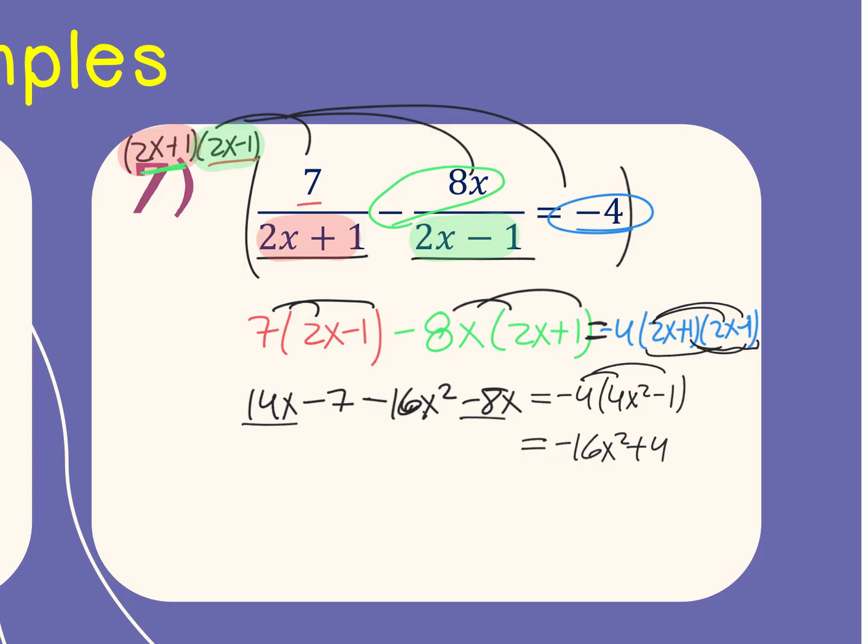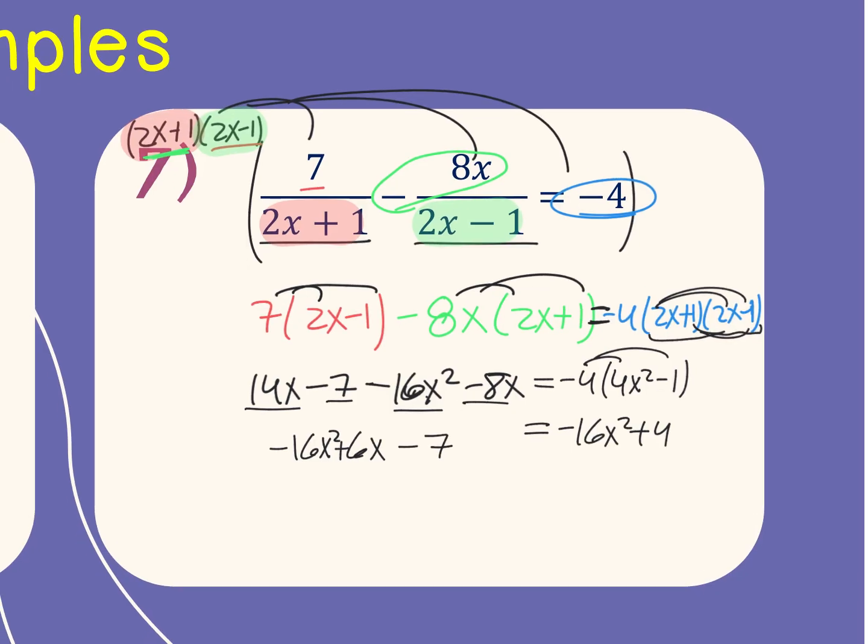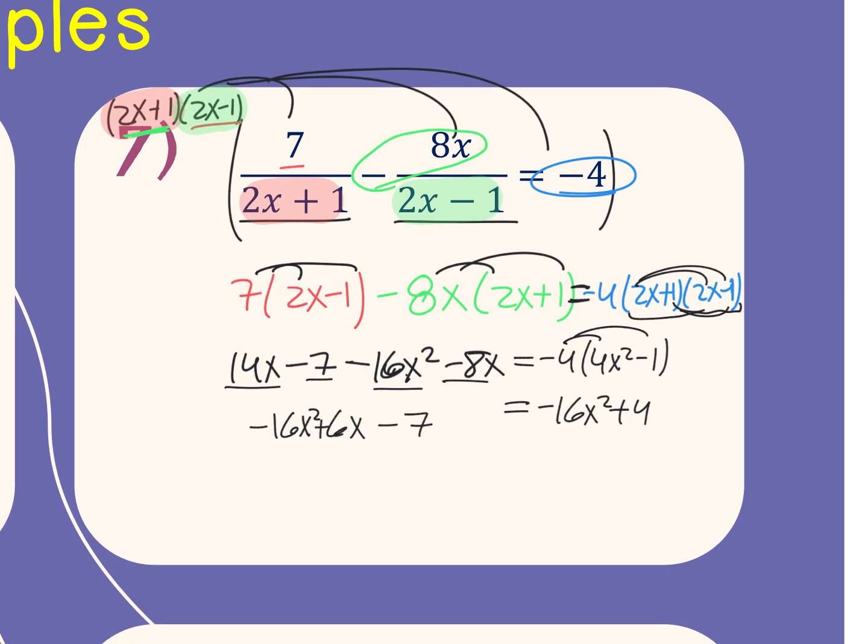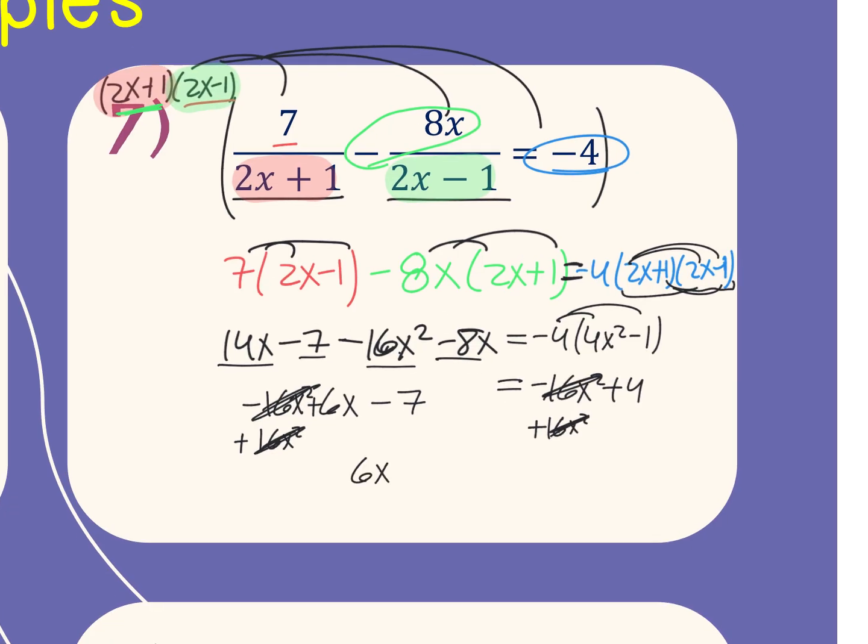14x minus 8x is a 6x. Nothing combines with negative 16x squared, and then nothing combines with negative 7. All right, so this is our final answer. I kind of spaced it out weird. Sorry about that. But now we just want to solve for x. I haven't taught you guys yet how to deal with an x squared, but thankfully in this case, it cancels out. So that 16x squared and this 16x squared are going to cancel out everywhere. So I'm just left with a 6x minus 7 equals 4.